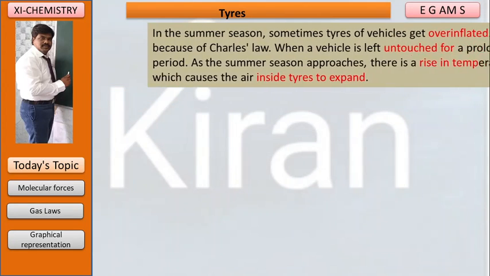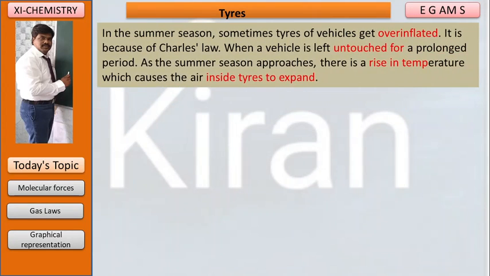Tires. In the summer season, sometimes tires of vehicles get overinflated. It is because of Charles' law. When a vehicle is left untouched for a prolonged period, as the summer season approaches, there is a rise in temperature which causes the air inside the tires to expand.